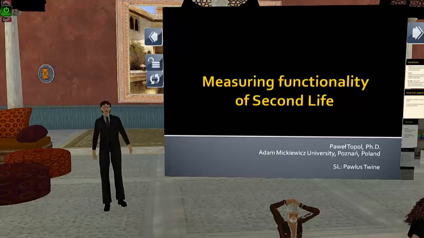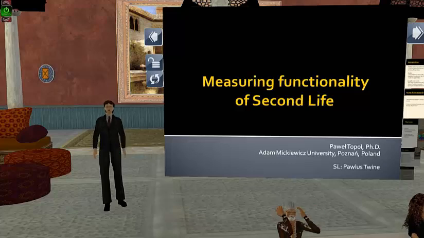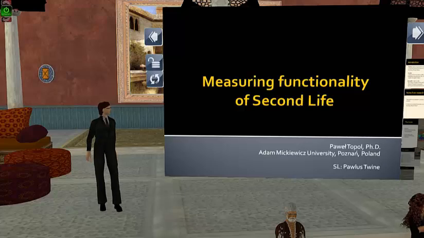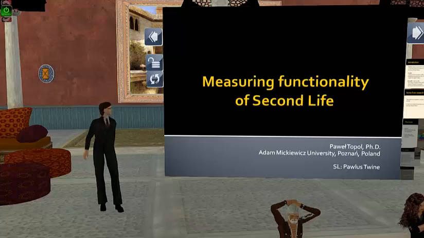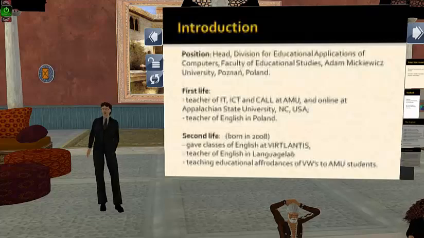Okay. So, hello, everyone. I'm happy to be here. I'm happy to take part in another very interesting conference in Second Life on teaching and learning in 3D virtual environments. My name is Pavel Topol in real life and Paulus Twine in Second Life, and thank you for the short introduction of myself.